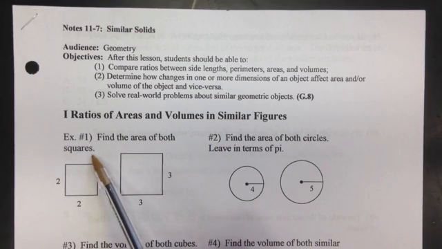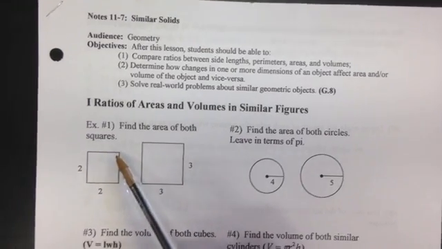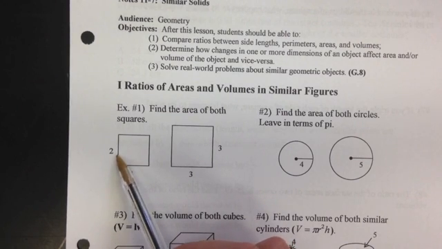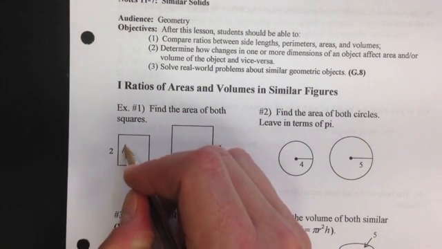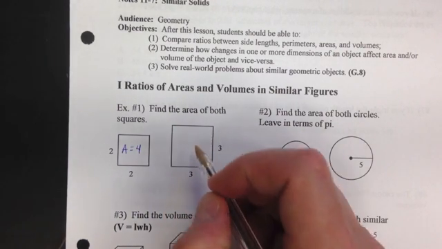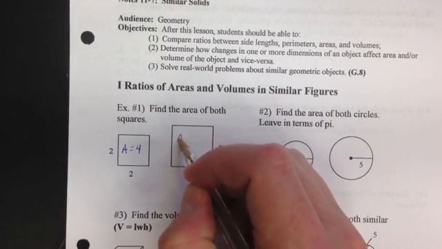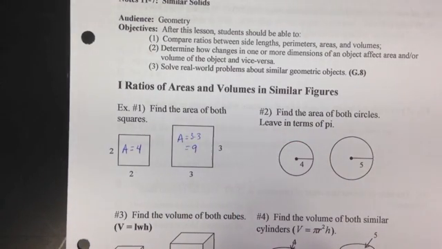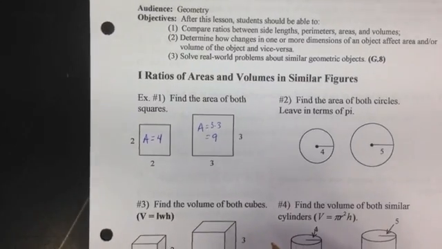Find the area of both squares. Well, area is the base times the height, or the length times the width, in this case 2 and 2. So the area is 2 times 2, which is 4. And then this area would be 3 times 3, which is 9.